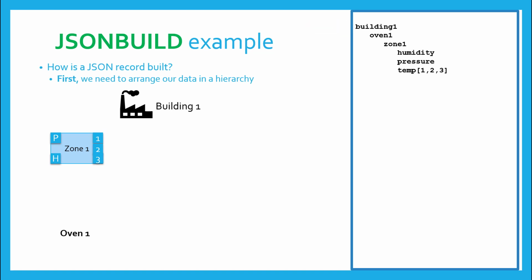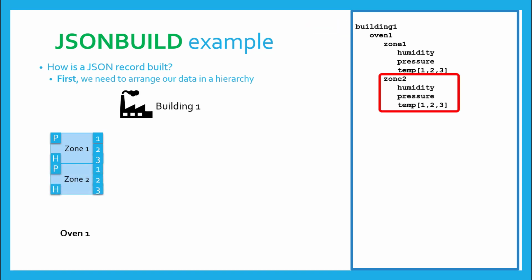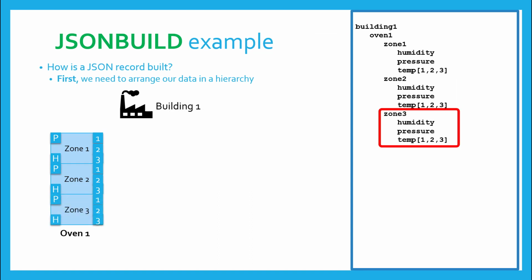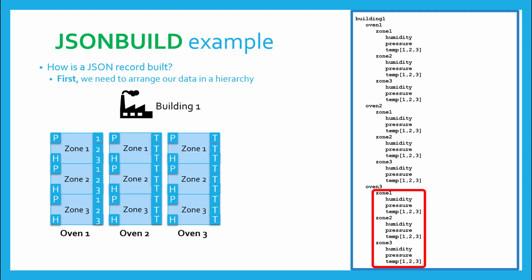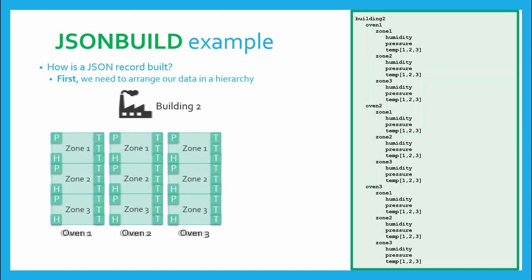See, that's not hard. And then, of course, zone 2 is added at the same level as zone 1, and then zone 3, so that we have 3 zones under the same oven. This same process would be repeated for oven 2 and oven 3. So the hierarchy is clear. Measurements of a zone in an oven in a building. Finally, we add the second building under building 2 as essentially a copy-paste version of building 1.